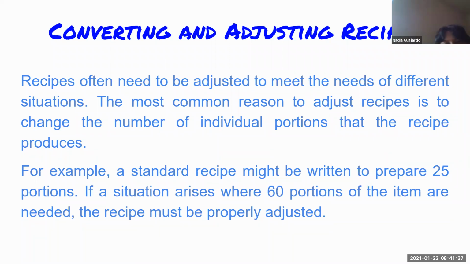Recipes often need to be adjusted to meet the needs of different situations. The most common reason to adjust recipes is to change the number of individual portions that the recipe produces. For example, a standard recipe might be written to prepare 25 portions. If a situation arises where 60 portions of the item are needed, the recipe must be properly adjusted.